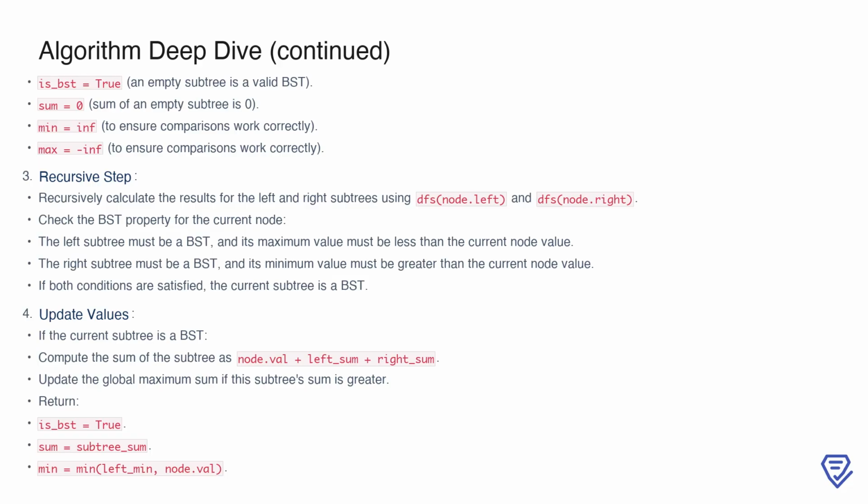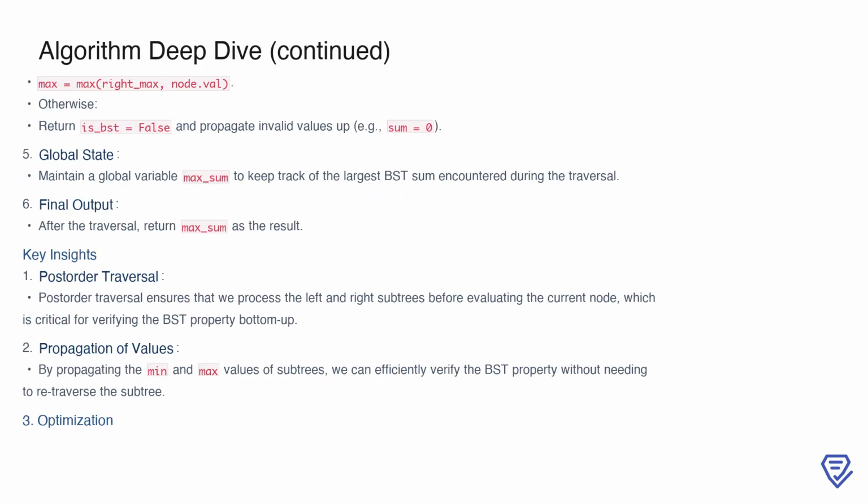In this case, we can compute the sum of the subtree, which is the sum of the current node's value and the sums of the left and right subtrees. If the subtree rooted at the current node is a valid BST, we also update the global maximum sum if the new subtree's sum is greater than the previous maximum. Then, we return updated information for this subtree: that it is a valid BST, its total sum, and its updated minimum and maximum values. The minimum value is the smaller of the left subtree's minimum and the current node's value, while the maximum value is the larger of the right subtree's maximum and the current node's value.